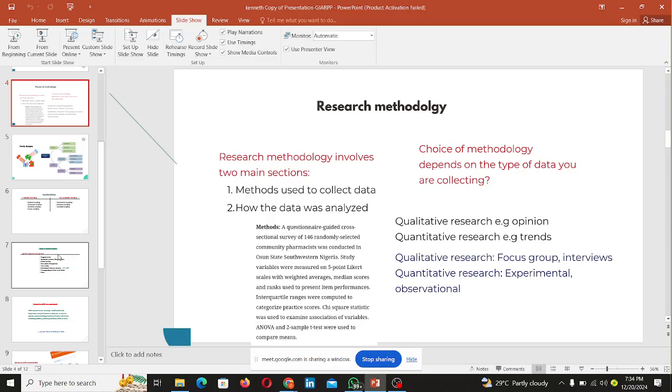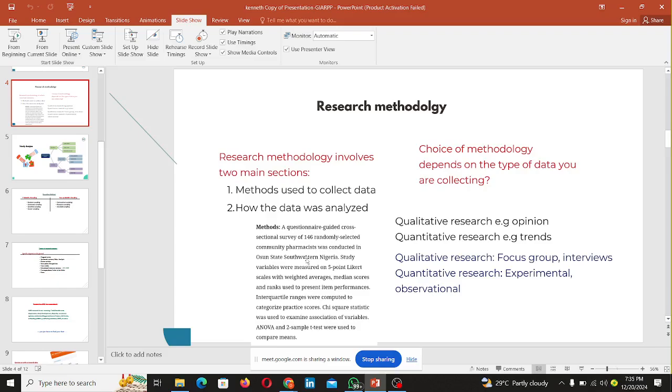And then choosing your research method, whether you are collecting qualitative research or whether you are collecting quantitative research, about a particular issue or to gain insights on how they feel about a particular issue.